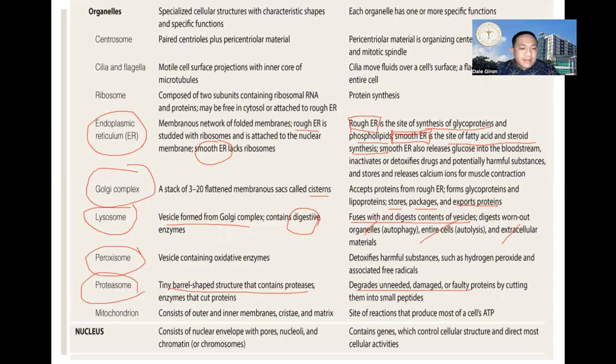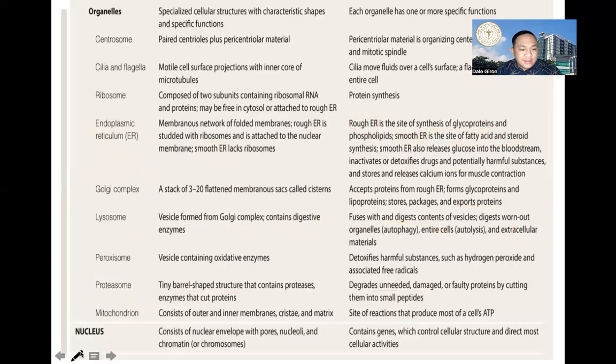Okay. And lastly, the mitochondria. They consist of outer and inner membranes, cristae and matrix, and they are the site of reactions that produce most of the cell's adenosine triphosphate. They are your powerhouse of the cell. They use energy. Okay, and lastly, the nucleus.